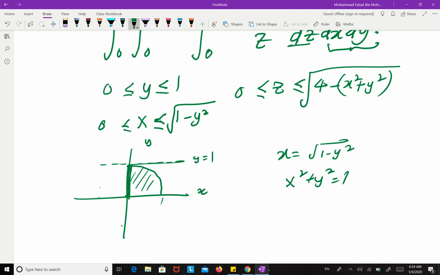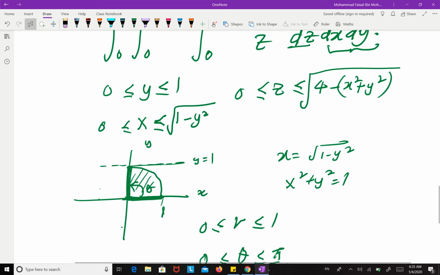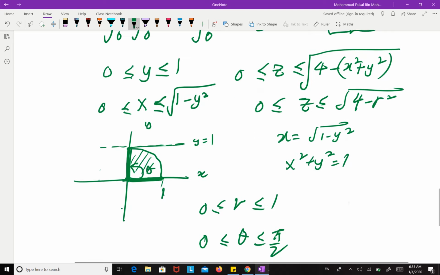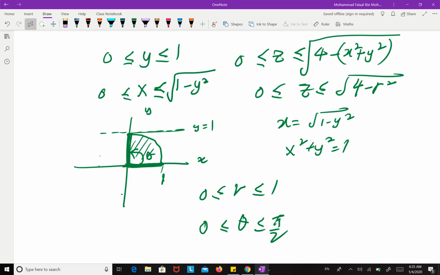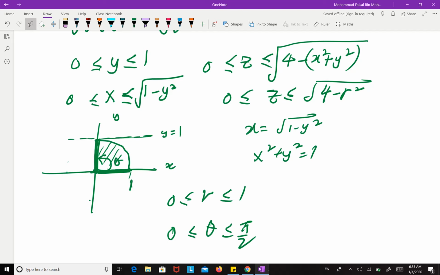From here you can determine your r. So your r is from 0 to 1. That is the limit for r. Then the limit for theta: theta will be from the positive axis to here, which will be pi over 2. Done. For z will be 0 to 4 minus r squared. So without drawing the full diagram you can also find the limit. If you insist to draw, you can, no problem.